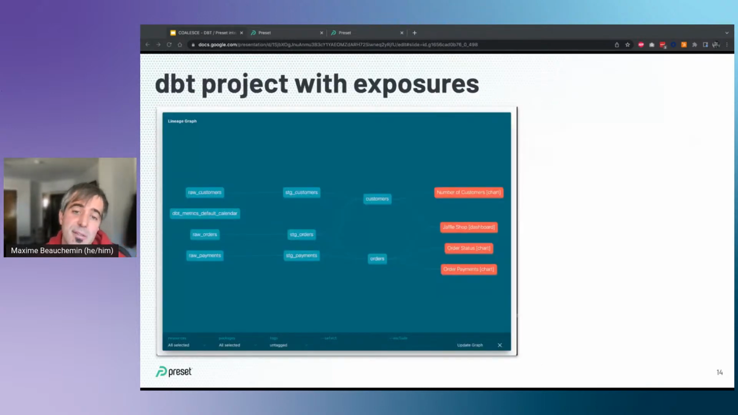This is the exposures I was talking about earlier. When we run the same command as before, it not only pushes the models and metrics info, but it brings back the charts and dashboard information from Superset into dbt, so that dbt is aware of the lineage graph beyond what it knows about itself. So here dbt can know there's a certain number of charts and dashboards that are highlighted in the graph.